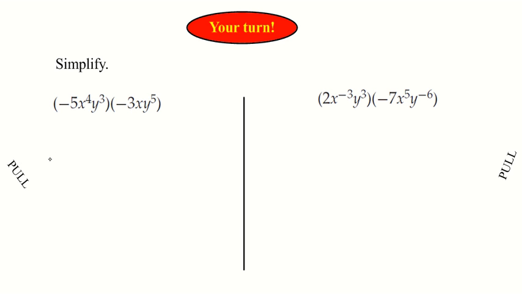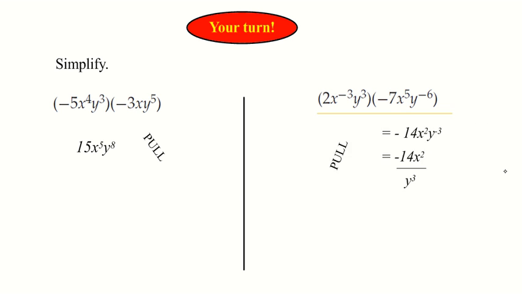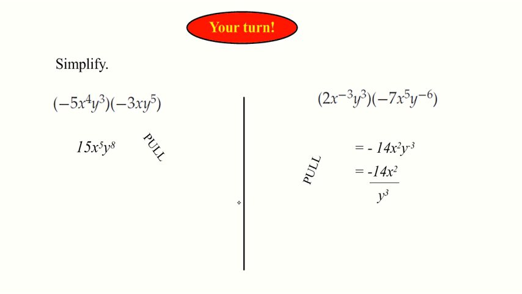All right, over on the left-hand side, multiplying those together gives us a positive 15 x to the fifth y to the eighth. Remember, you're adding the exponents, and a negative times a negative gives us a positive. On the right-hand side, we end up with a negative 14 x squared y to the minus 3. But remember, we can't have any negative exponents. When we're simplifying, we have to have all positive exponents. So that puts that y to the third in the denominator. So our answer is minus 14x squared over y cubed.